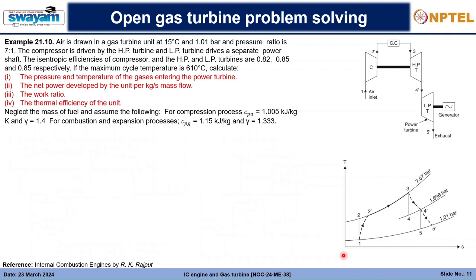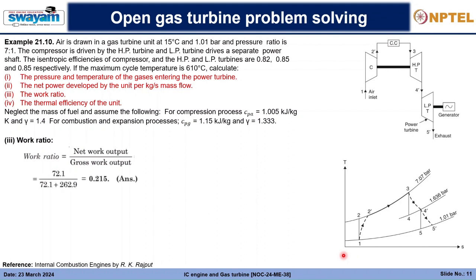That is the answer. Next is the work ratio. We know the work ratio equals the net work output divided by the gross work output. That is 72.1 divided by 72.1 plus 262.9. The gross work output is the high pressure turbine work plus the low pressure turbine work, but the net work is derived only from the low pressure turbine. Accordingly, we have the work ratio 0.215.